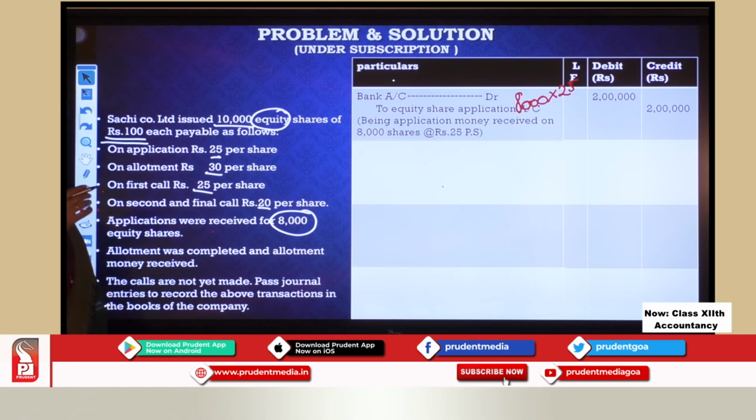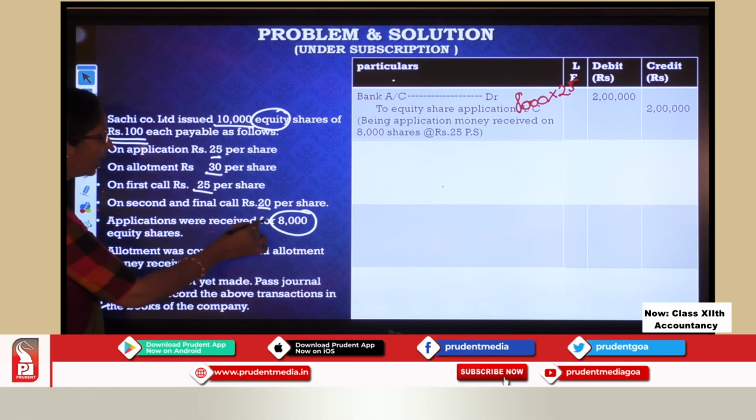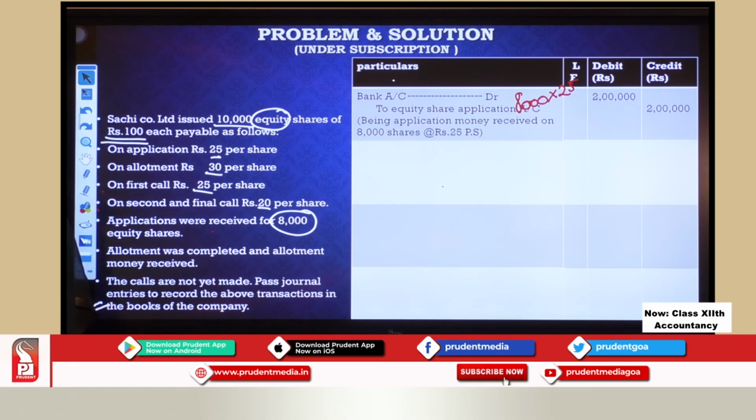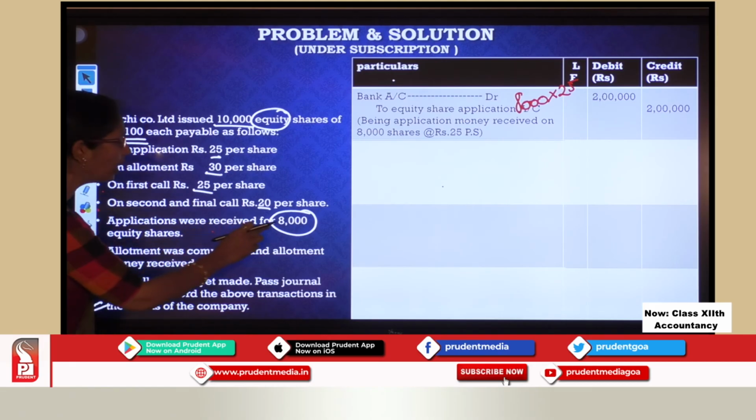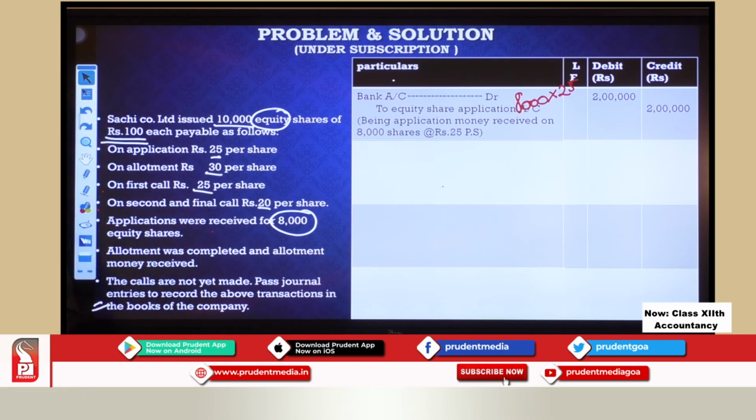Now, allotment is done. So, now how many applications did I receive? I received 8,000 applications. This is under subscription. So, all my entries will come on 8,000 now because I have received only 8,000. I can allot only 8,000. I can make calls only on 8,000. So, when I am going further with my problem, all the entries will be on 8,000 shares. Okay. If it was over subscription, I would have to refund at the time of allotment and then all my entries would be on issued capital. But here it is under subscription. So, all my entries will be on these shares, whatever applications I have received.